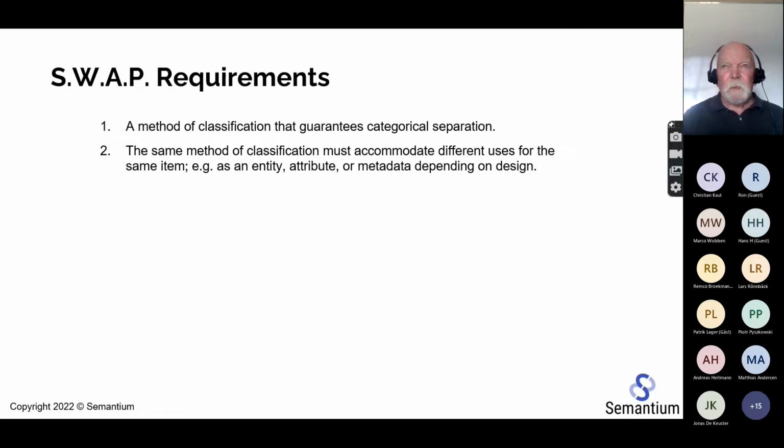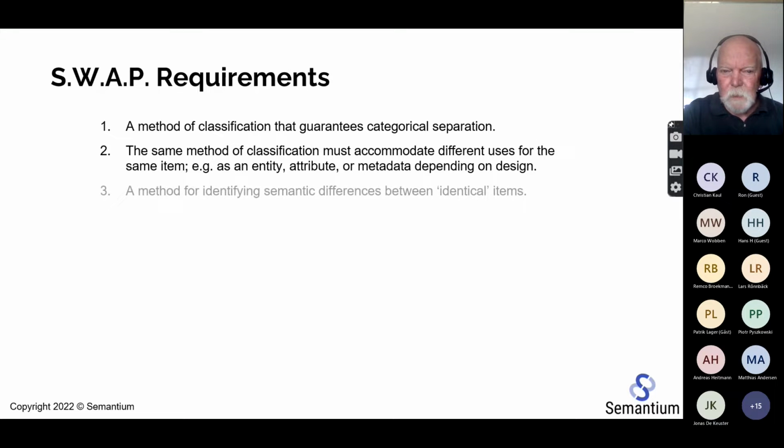So the same method has to accommodate different uses. When we classify something, we're not so concerned about how those things show up in a model. So an entity, an attribute, metadata, it doesn't really matter. There are tendencies for these things to line up in certain ways, but for the most part, we want any artifact that we've described to be completely reusable in any situation.